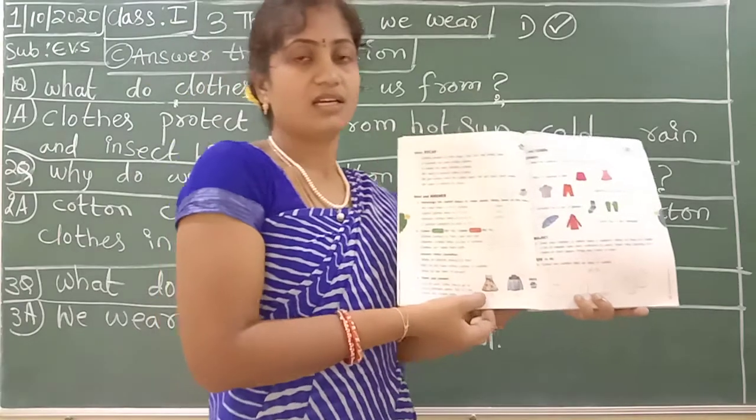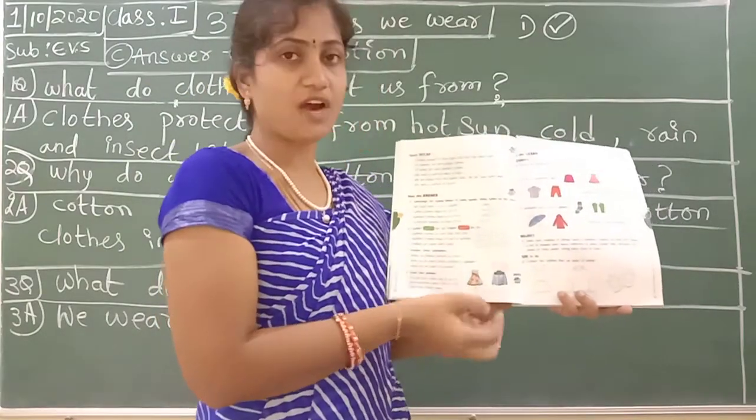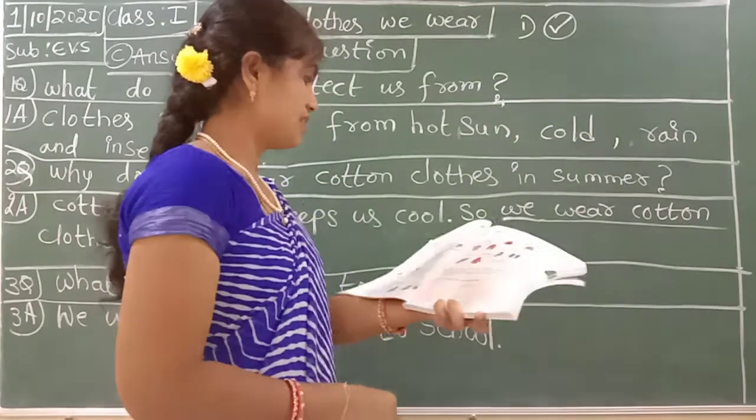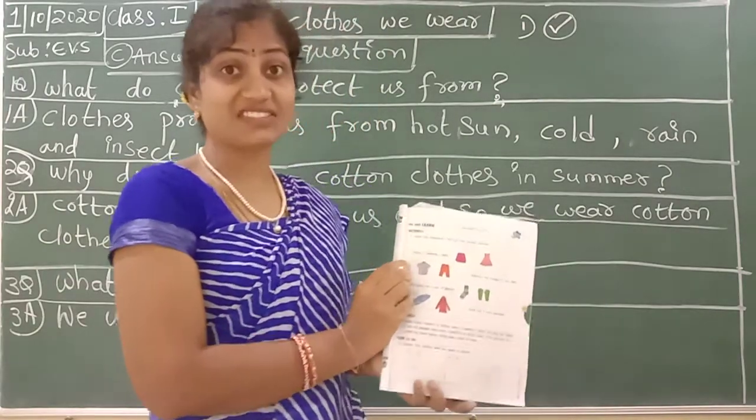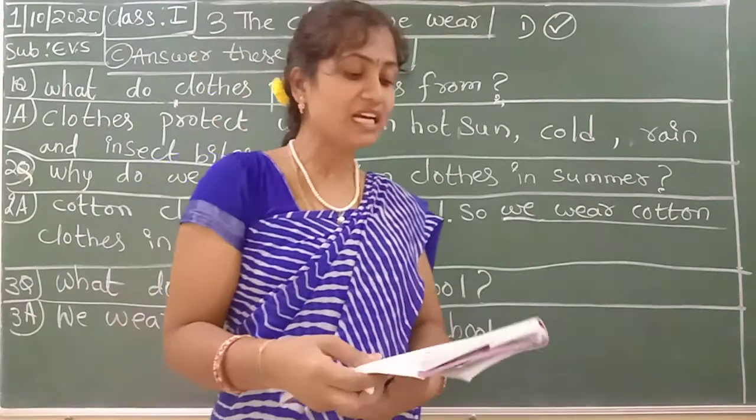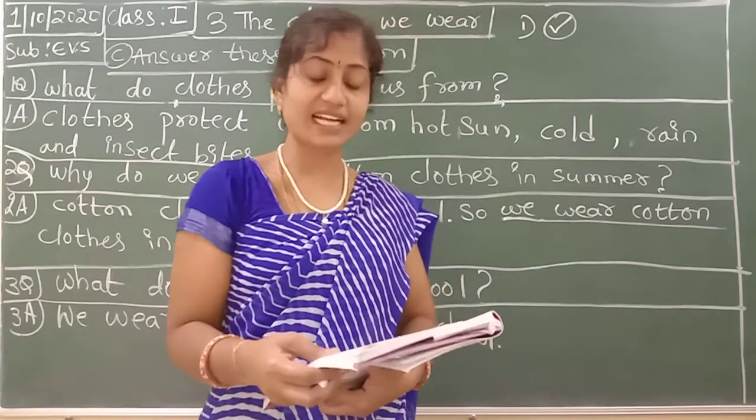See. Here, circle have no. You have to tick the dress. Next, Do and learn activity. See children, one activity here given, you have to do it. Read the sentences, tick the correct pictures.